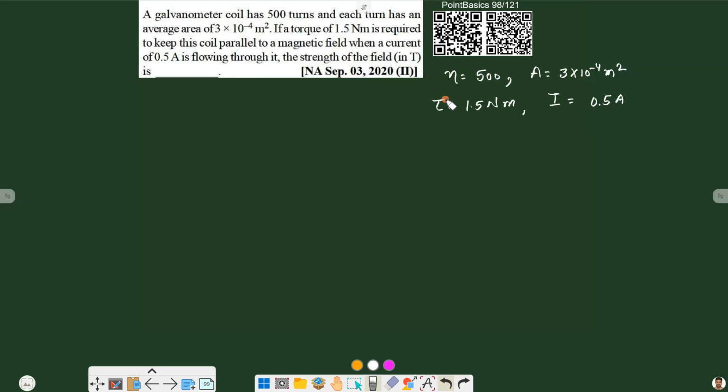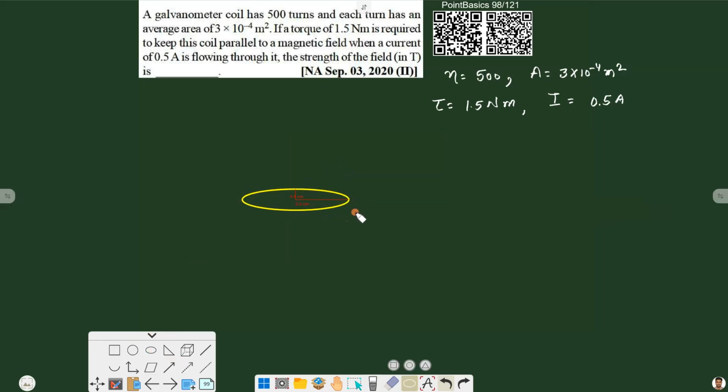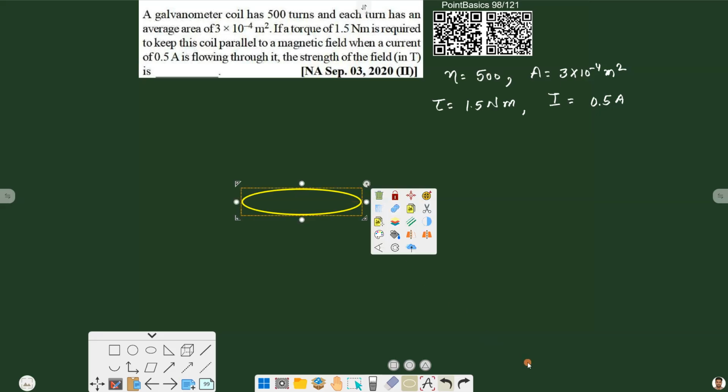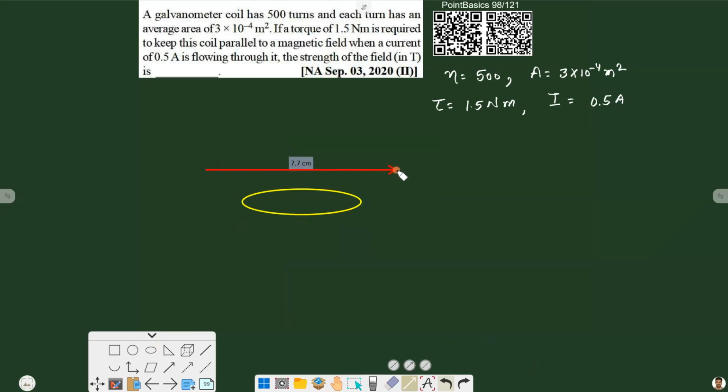So as we can get the idea from the torque, it is mentioned that torque is required to keep the coil parallel to the magnetic field. So if the coil is parallel to the magnetic field, we can say the coil will look something like this. Suppose this is our coil, and our magnetic field is something like this. The plane of the coil is parallel to the magnetic field.